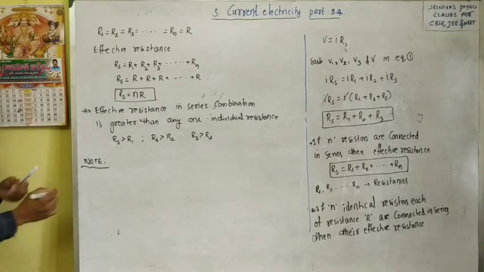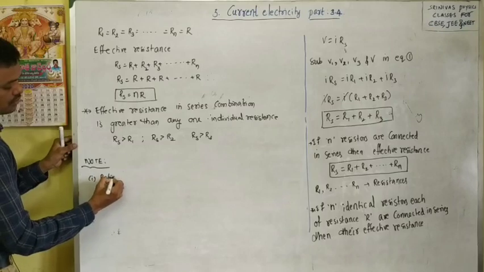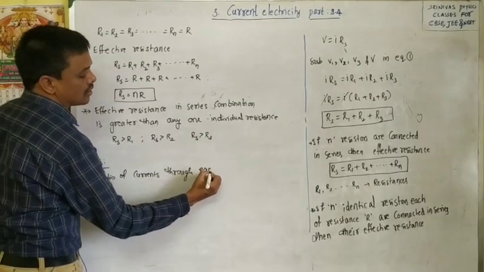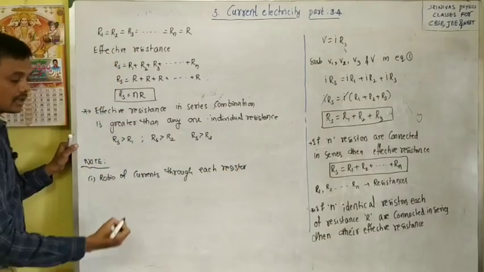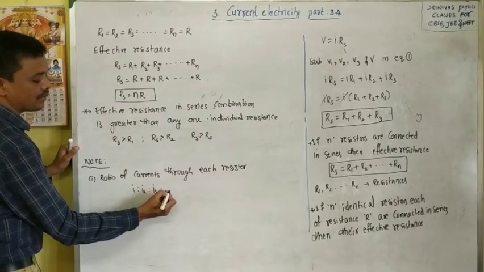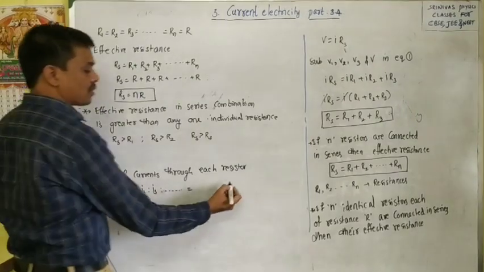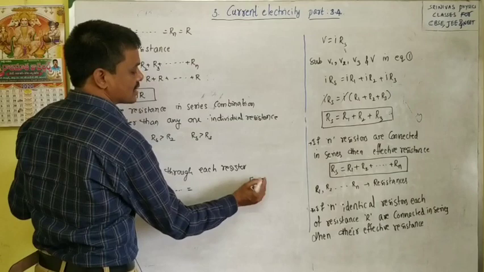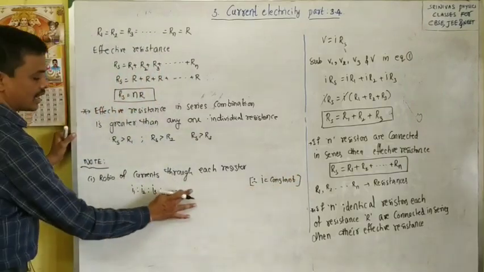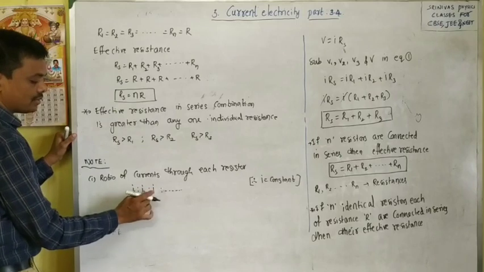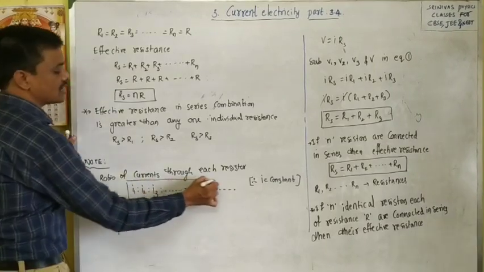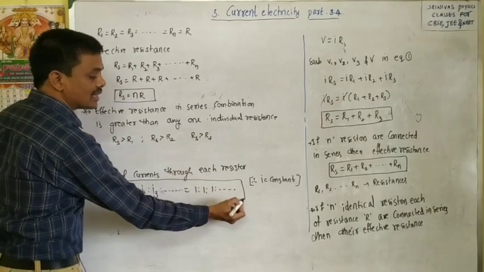In the series combination, I want the ratio of currents through each resistor. What is the ratio of currents through each resistor? Current means I1 is to I2 is to I3. I want to find out. But here, what is the formula? Current is constant in the series combination. You know already. In the series combination, current constant means the same current passes through each resistor. Same current means I1 is I, I2 is I, I3 is I. That means the ratio you will get is 1 is to 1 is to 1 and so on. Why? Because the same current I, in the ratio, will cancel. We will get 1 is to 1 is to 1.